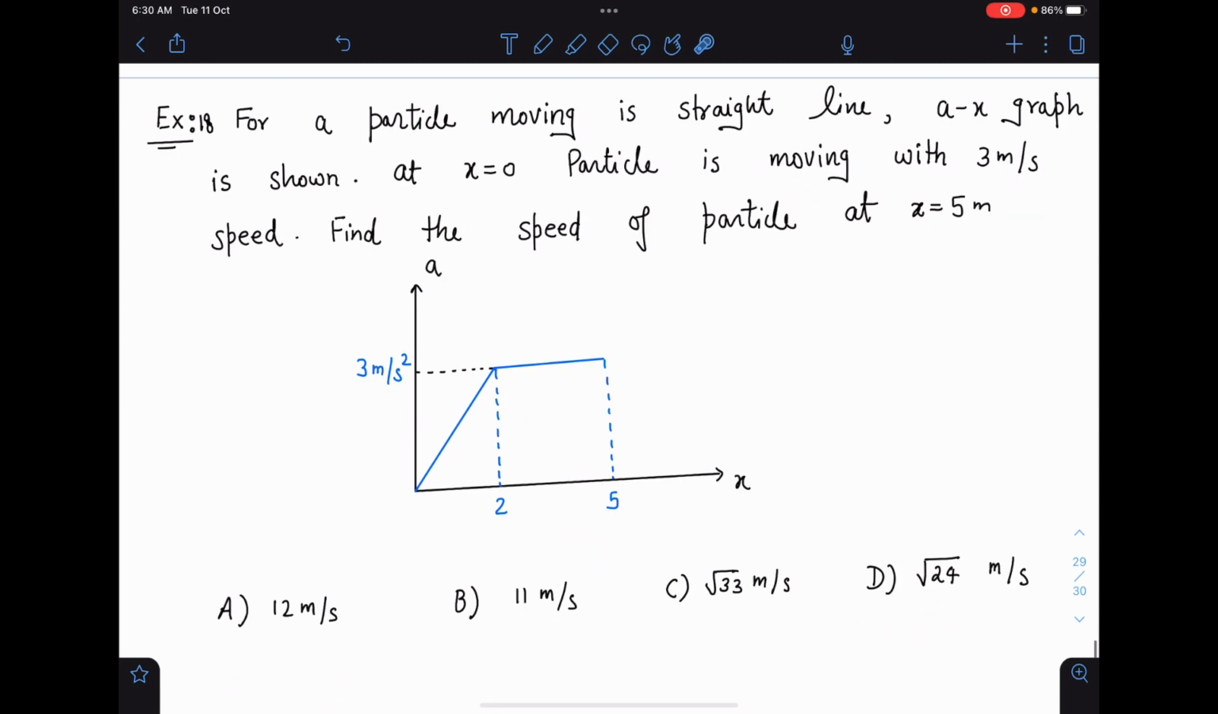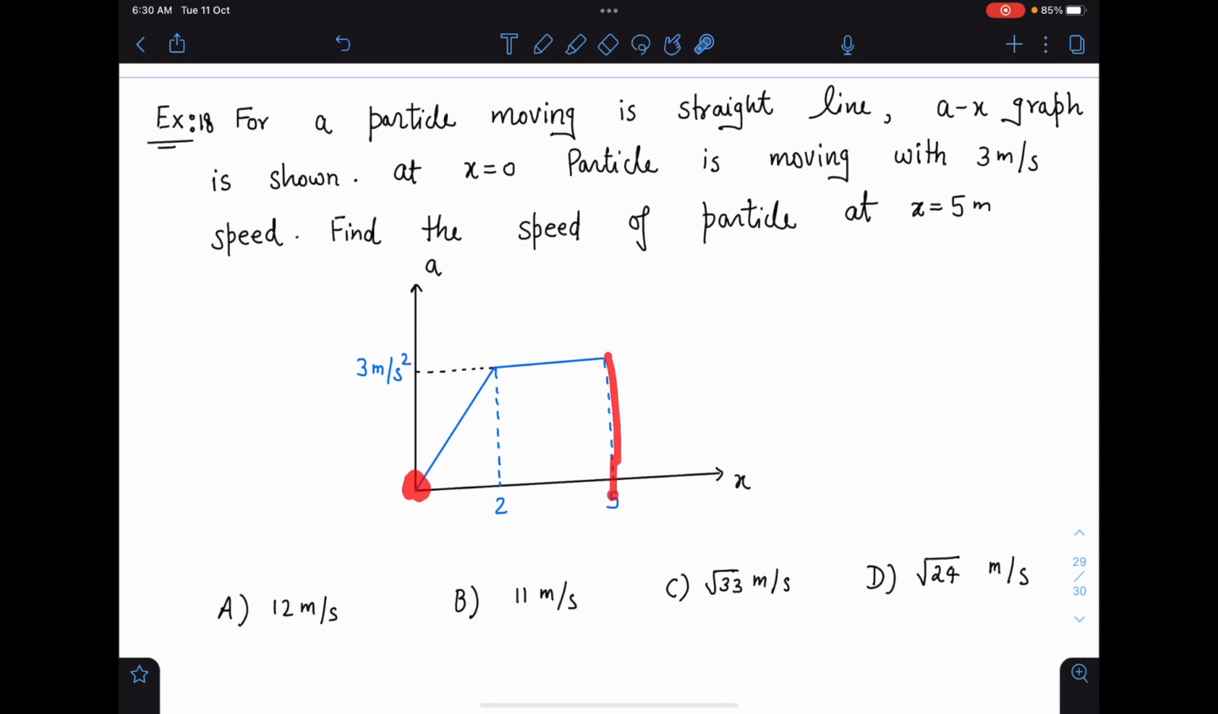Now this problem is given for a particle moving in a straight line. The A-x graph is shown. At t equal to 0, the particle is moving with a speed of 3 meter per second. At t equal to 0, the velocity is given here at this particular point. Find the speed of the particle at x equal to 5.